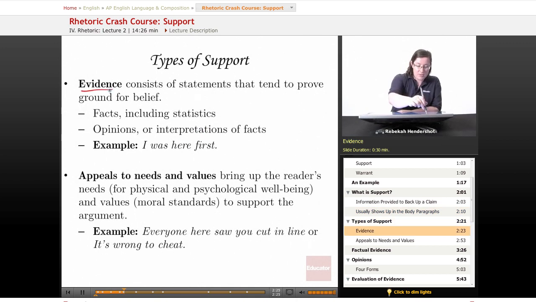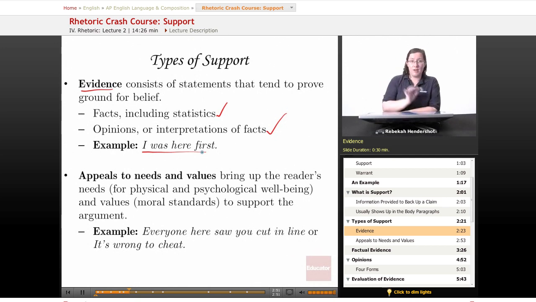Evidence consists of statements that tend to prove grounds for belief. This is your data. That may include facts, including statistics, and it may include opinions or interpretations of facts if the opinions are sufficiently expert. So in this case, your evidence may be, "I was here first." That's a fact. You can verify I was here first. You can ask the people around me. You can look at the security camera footage. You can verify I was here first.